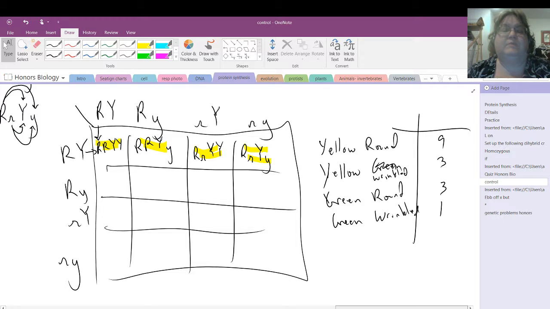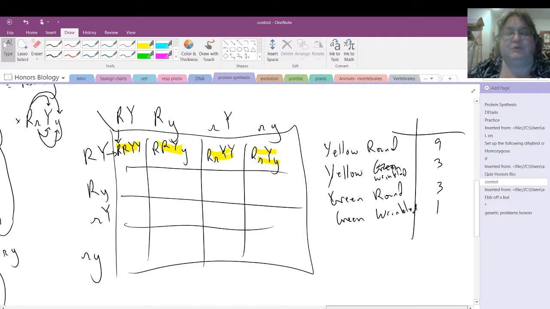So in the next video, I'm going to show you how to use probability to figure these out. It's pretty clever. And once you understand this, you could do a tri-hybrid cross. You could do even more than that. You can almost guess a tri-hybrid cross demands a 64 square Punnett. Nobody wants to do that. So this should help you see why we set up the Punnett squares the way we do.